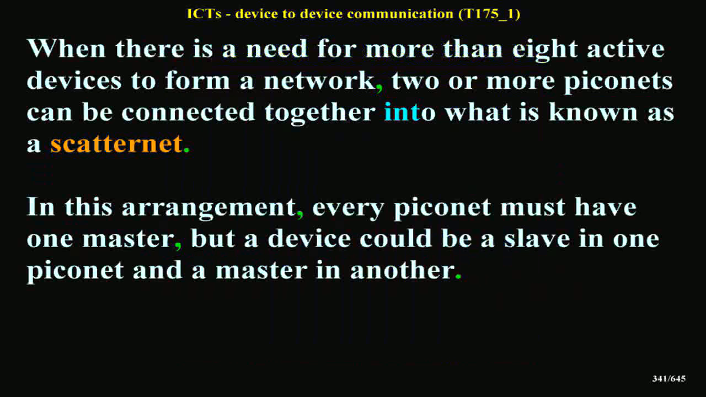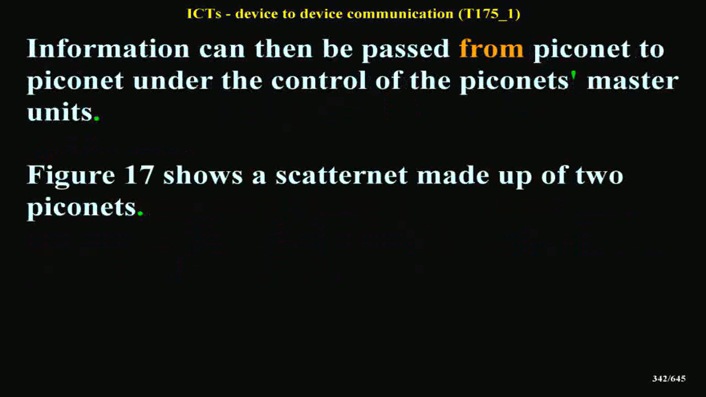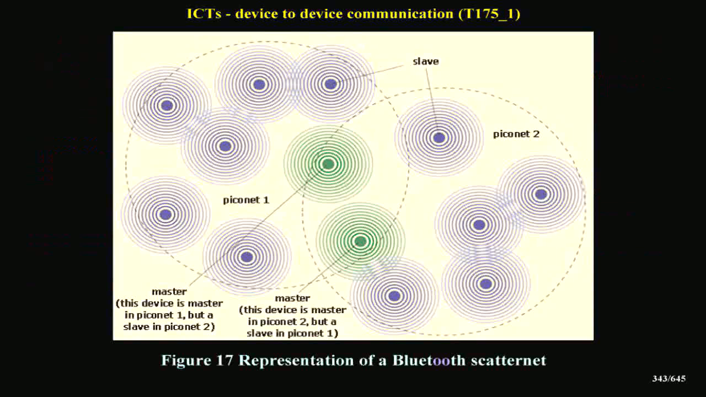When there is a need for more than 8 active devices to form a network, 2 or more Piconets can be connected together into what is known as a scatternet. In this arrangement, every Piconet must have one master, but a device could be a slave in one Piconet and a master in another. Information can then be passed from Piconet to Piconet under the control of the Piconet master units. Figure 17 shows a scatternet made up of 2 Piconets. Figure 17: representation of a Bluetooth scatternet.